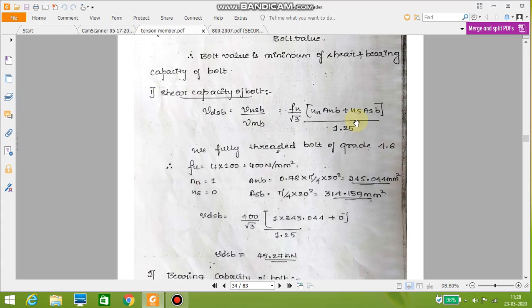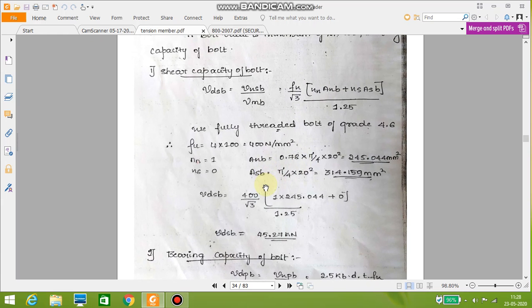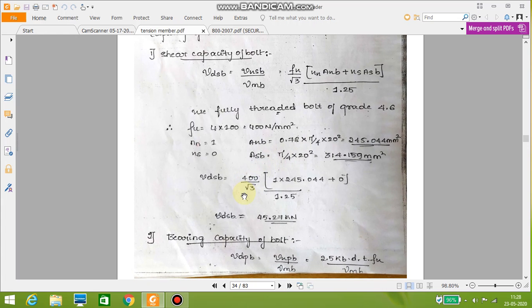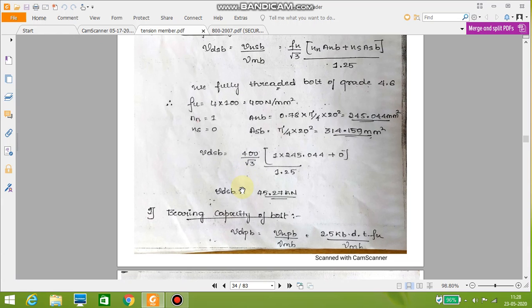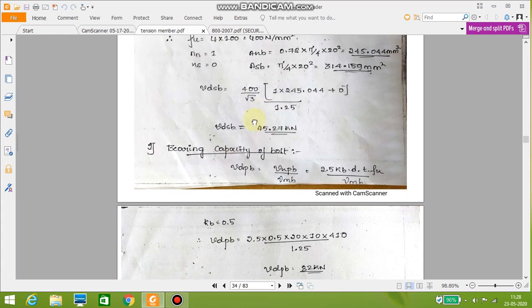So here let us assume this nn equal to 0. If ns is equal to 0, Asb will tend to 0. We consider only Nn and Anb. You calculate Anb. Anb is 0.78 times pi by 4 into 20 square. It is 245.044 millimeter square. Now fu is equal to 400 Newton per millimeter square here, because the grade of the bolt we have taken is 4.6. Here we are assuming the thread is intersecting the shear plane completely. No shank is involved. Therefore ns is equal to 0. So VDSB works out to be 45.27 kilonewton.